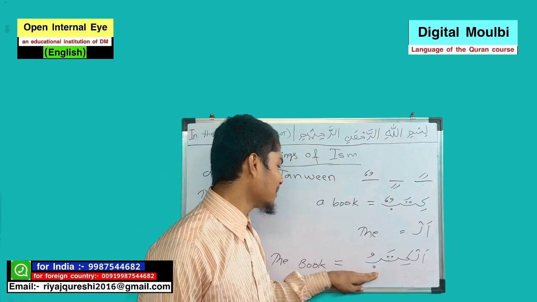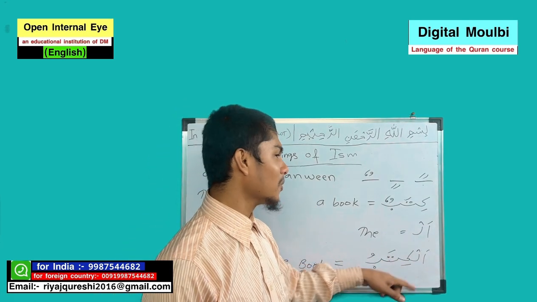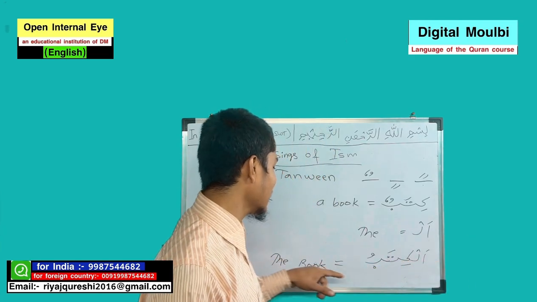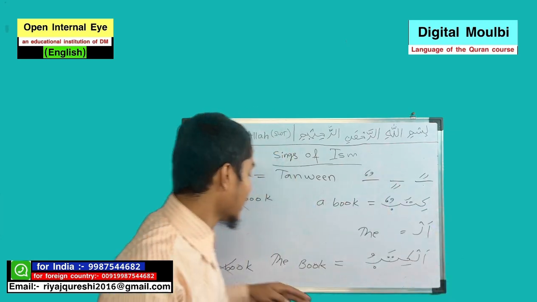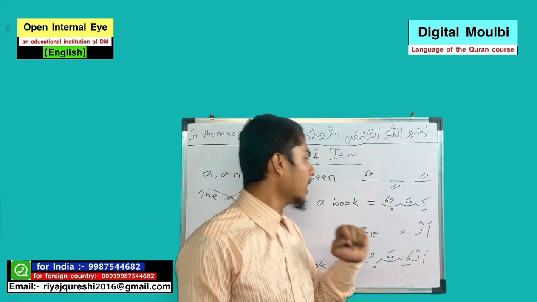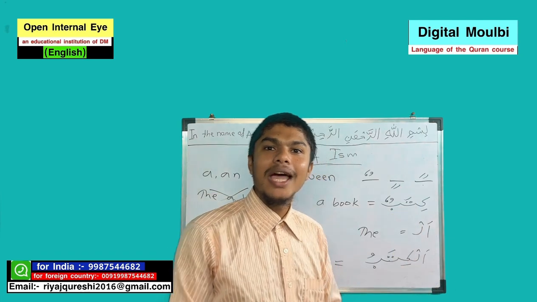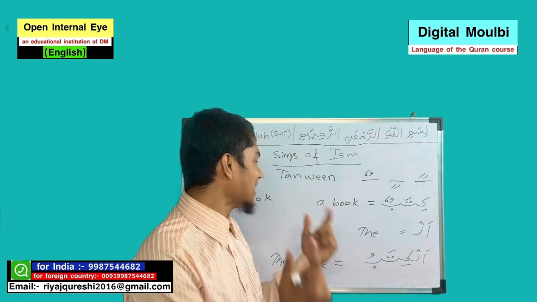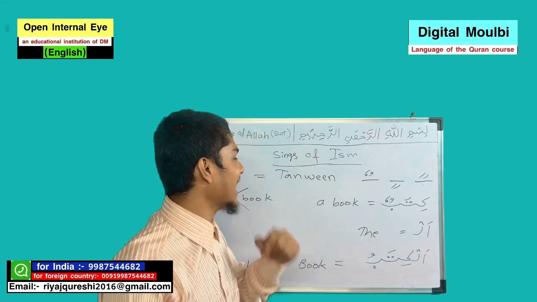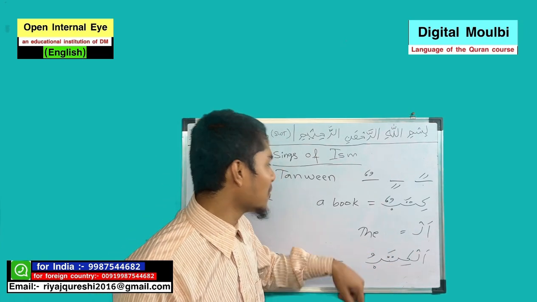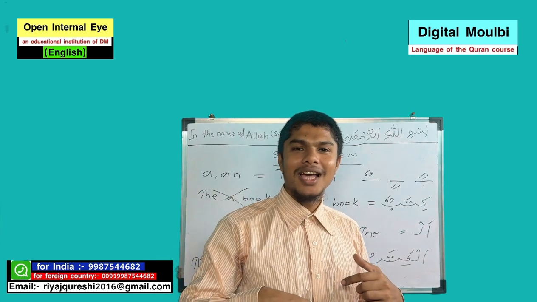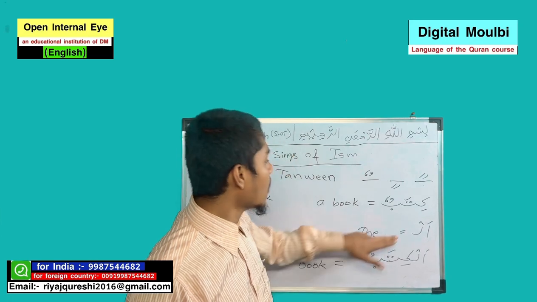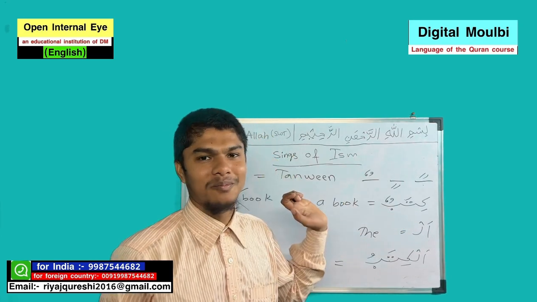So al kitab: if a word has al in the beginning, it will be translated as the book. If a word has tanween in the end, it will be translated as a book. So in English you never say the a book, and in Arabic you will never say al kitabun. We say al kitabu, otherwise you will say kitabun.